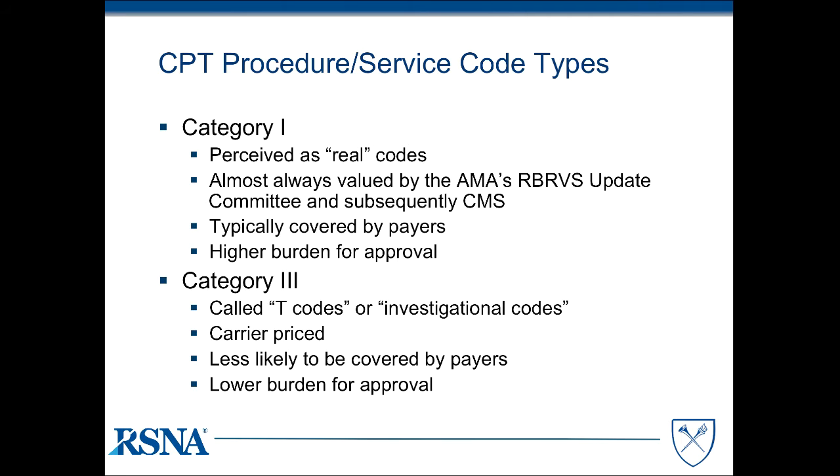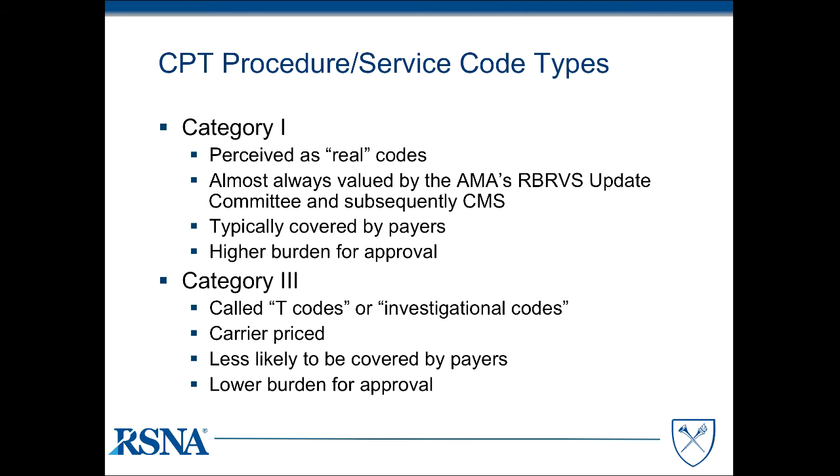Category 1 codes are typically covered by payers, but again, the burden for approval for one of these codes is rather high. Category 3 codes are sometimes called T codes by some providers because they end in the letter T, as I'll show you in a moment. Sometimes they're referred to as investigational codes.